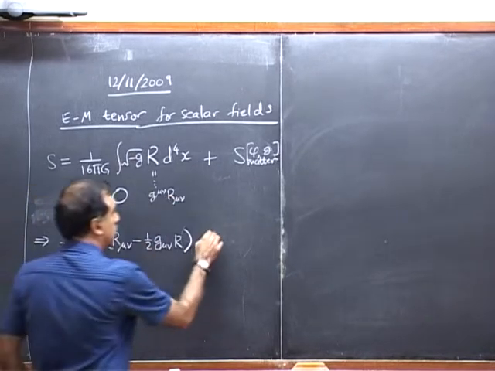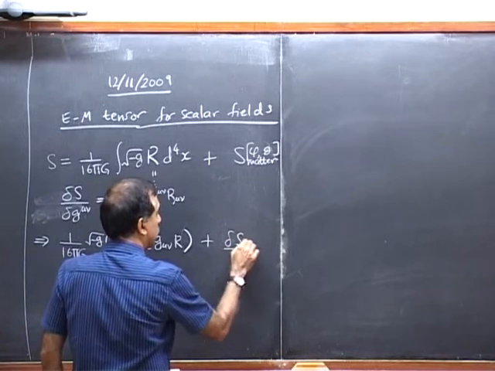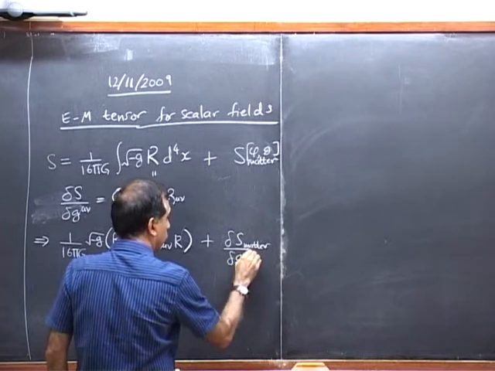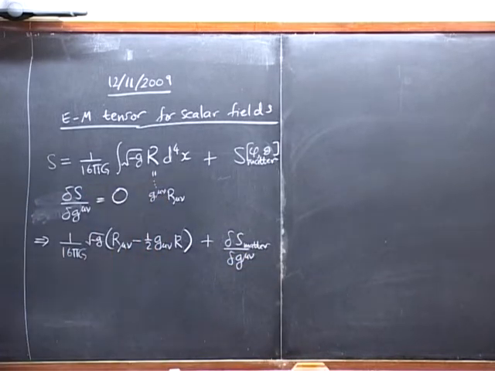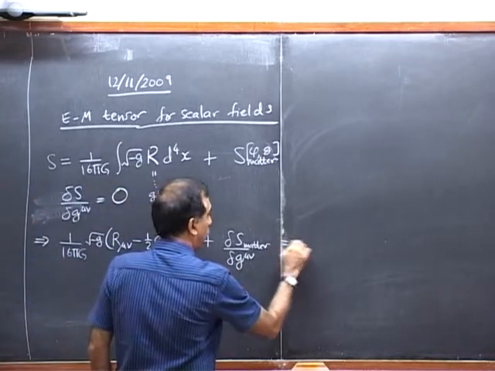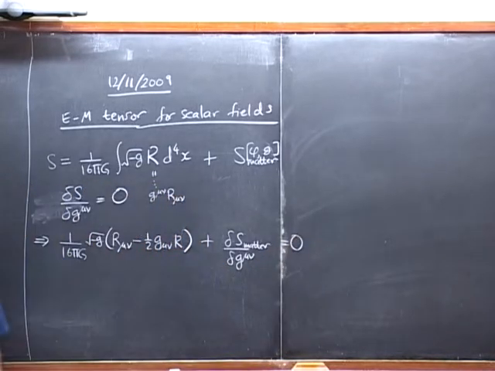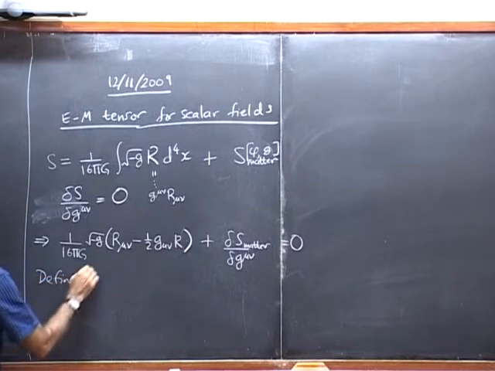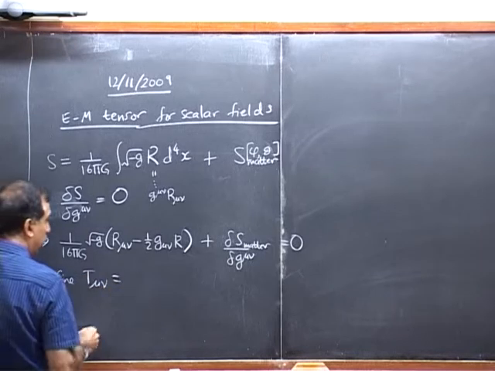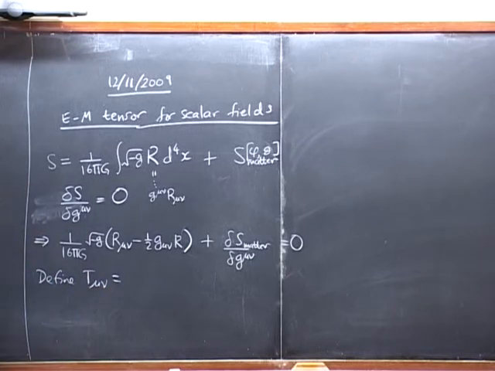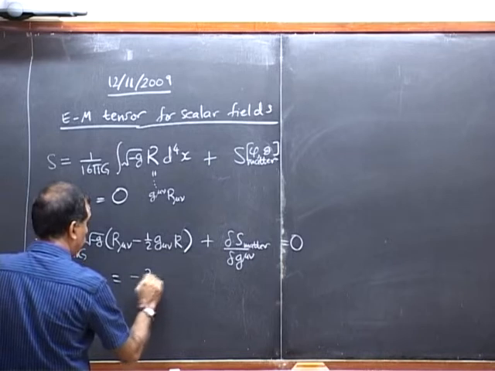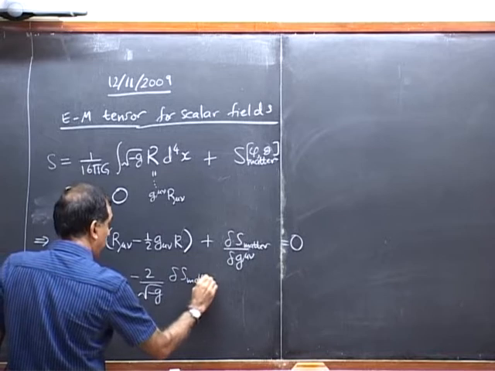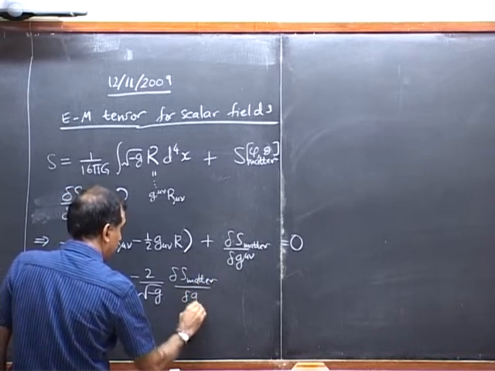Now the second term, of course, is nothing but plus delta S matter by delta g upper mu nu. So this whole thing has to be 0. That's the equation of motion of g. But now we define T mu nu, the energy momentum tensor, to be minus 2 over root of minus g delta S matter by delta g mu nu.